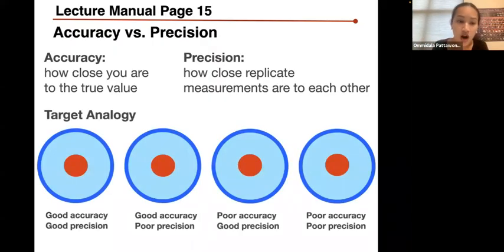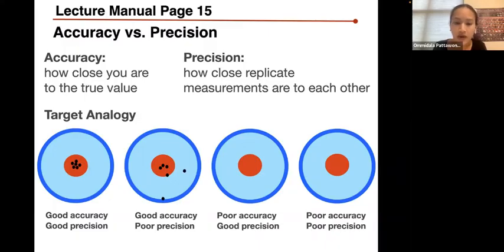For example, if you use the target analogy here, good accuracy and good precision would be right at the target, which is very good accuracy, and all of your data are grouped together within that region, which is good precision as well. Good accuracy but poor precision would be scattered data, but some of your data are also right at the mark or at the target.